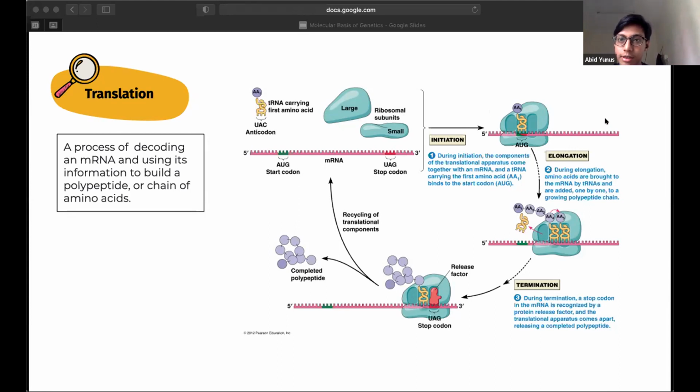and afterwards there will be elongation, meaning that the ribosome will continue to move, and tRNAs will continuously be added and bring the amino acids, and there will be elongation of the polypeptide chain until the ribosome reaches the UAG, the stop codon. When it reaches the UAG, a release factor will bind to the complex and cause the dissociation of the complex. So the polypeptide is now complete and will be released, and then the translational components will be recycled.